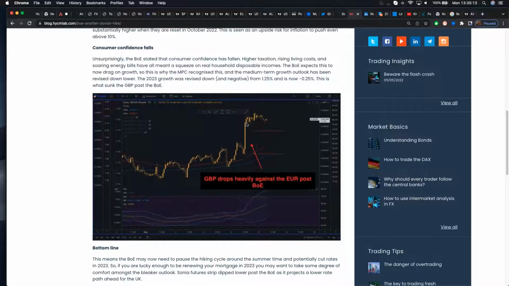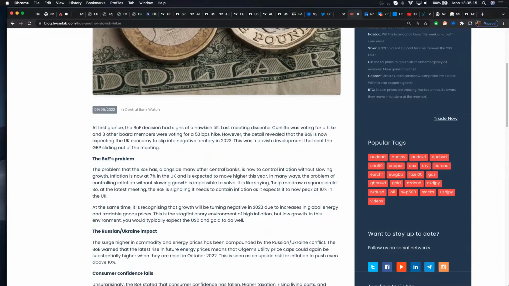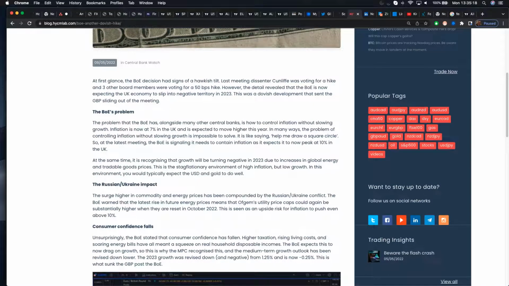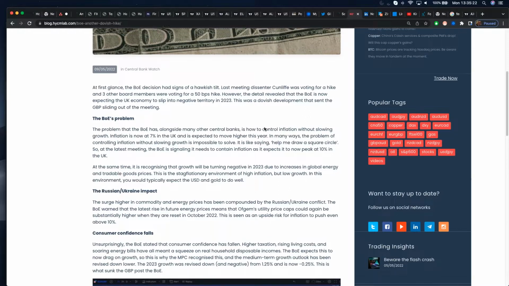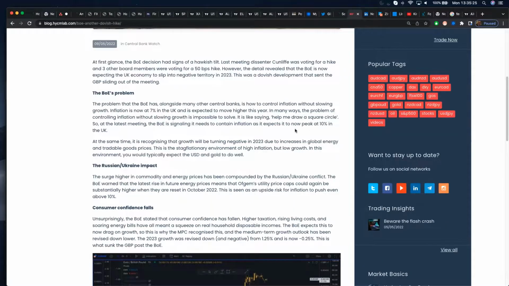And you see the euro pound gains, and we were looking at euro pound gains into the meeting. So well done for those of you who took advantage of that move. Now, the Bank of England also anticipate inflation peaking at 10%.